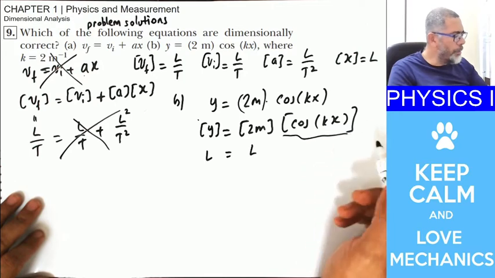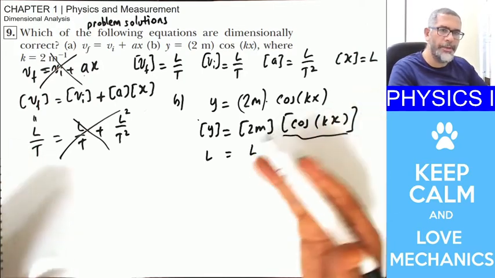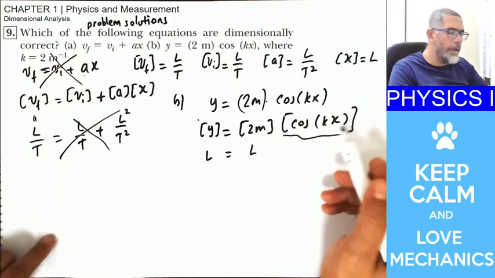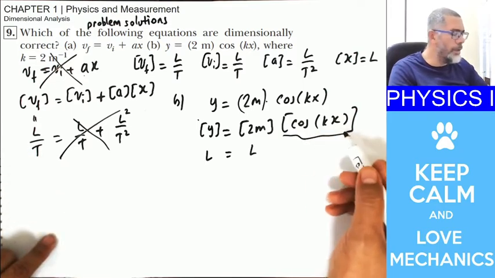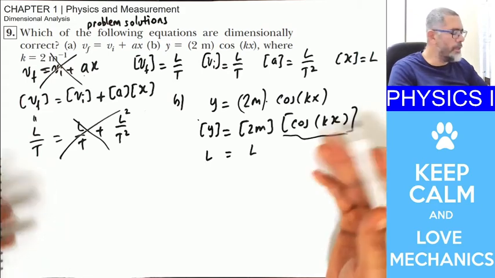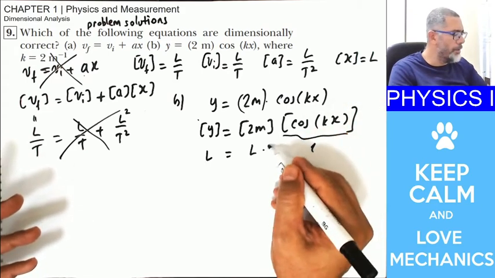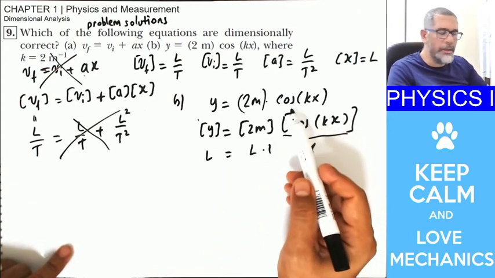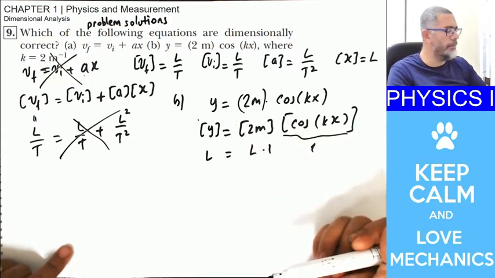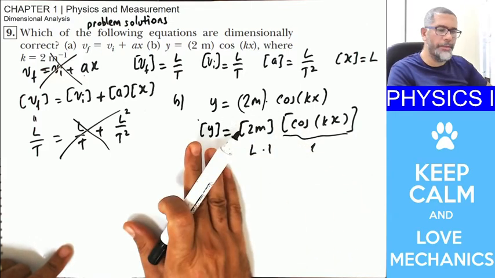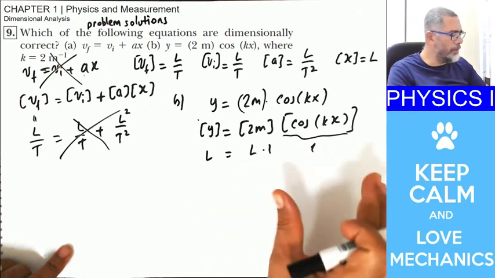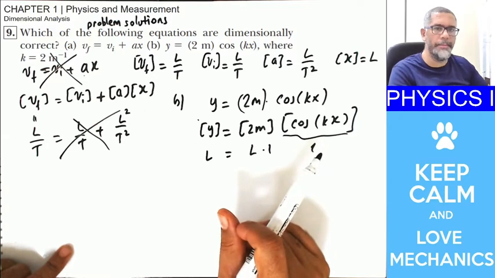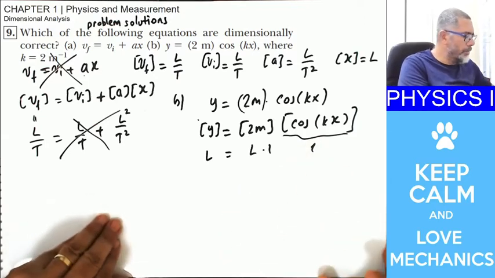And this one, cosine of something or sine of something or tangent of something, whatever, every trigonometric quantity has the dimension of 1. It has no dimension, so it's just 1. All right, so that means this equation can be dimensionally correct, because the left hand side of the equation has the dimension of length, and the right hand side of this equation also has the dimension of length. Okay, all right.